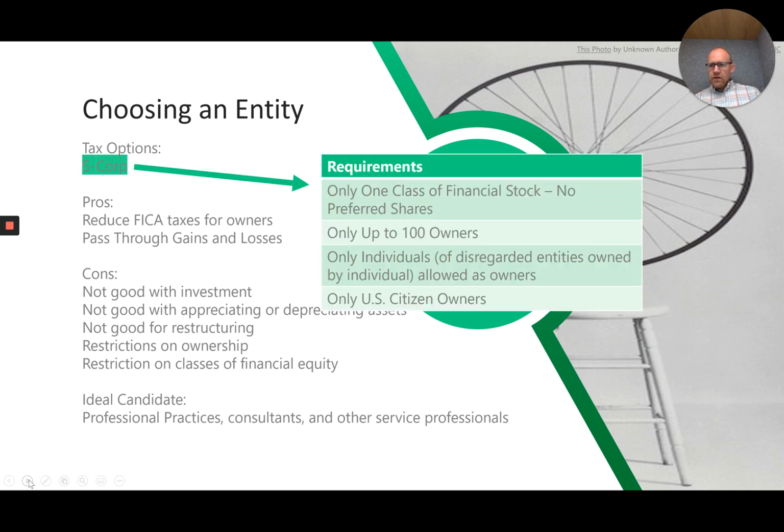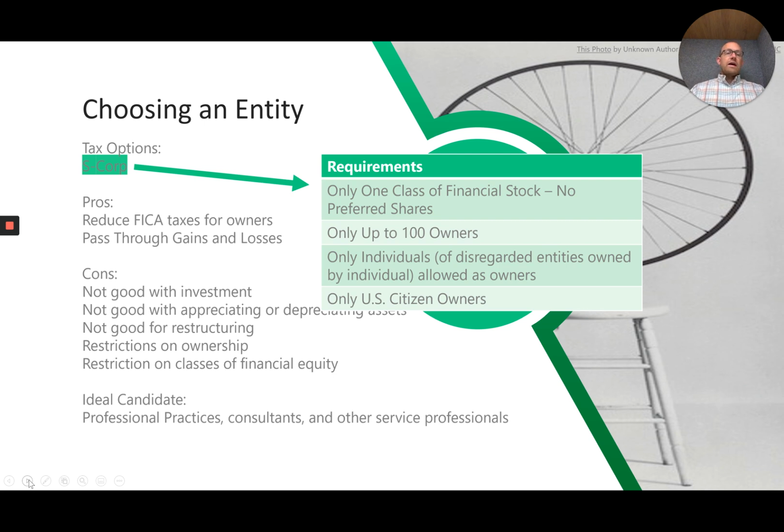I mentioned the limitations that S corps have, and so these are the requirements and the limitations in order to have a business qualify and make an S corp election with the IRS. First off, you can only have one class of financial stock. What that means is you can't have any preferred shares. You can't have owners having different distributions or allocations of profits and losses and other things like you can with a partnership. So it's very limited that way.